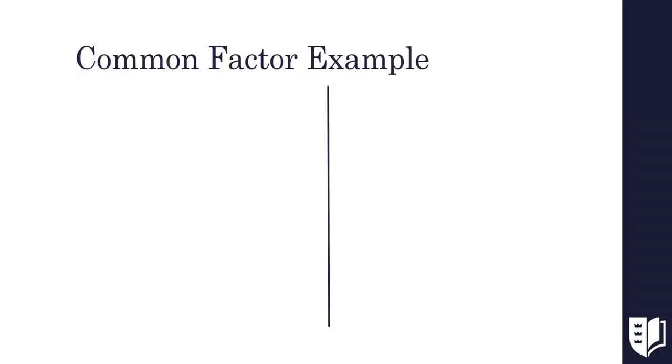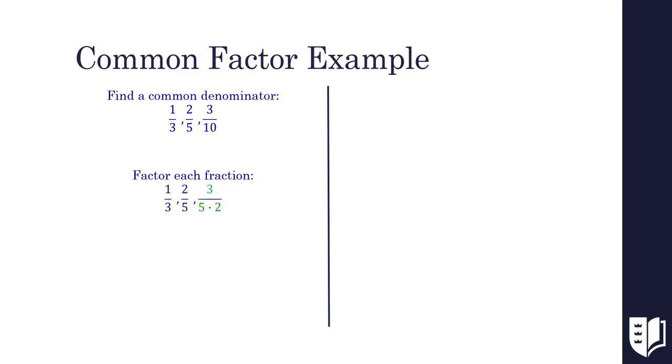Let's look at an example where we have to find a common denominator. The fractions we are given are 1/3, 2/5, and 3/10. First, we must factor each number in each fraction. In this case, there is only one number that needs to be factored into a multiplication of prime numbers. That's the denominator of 10, which factors into 5 times 2.